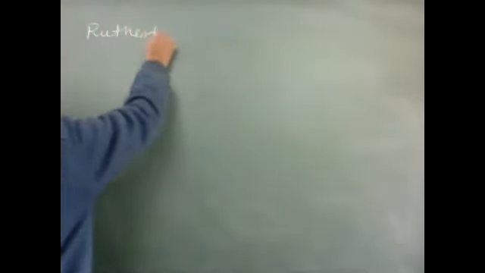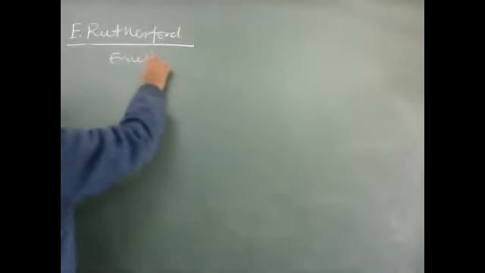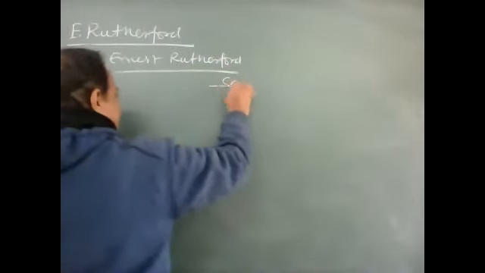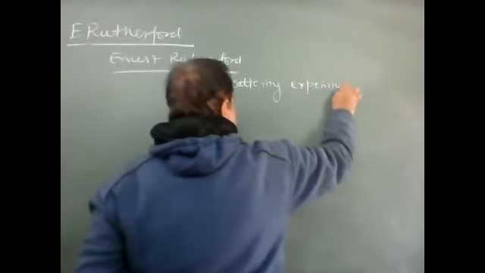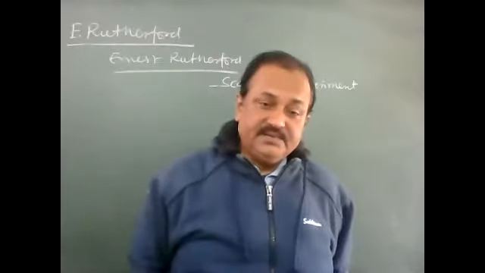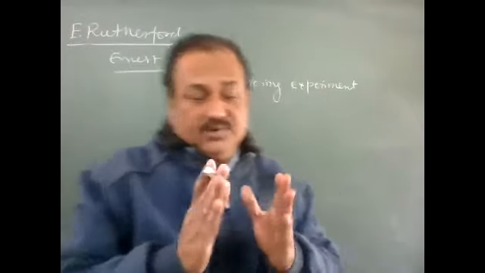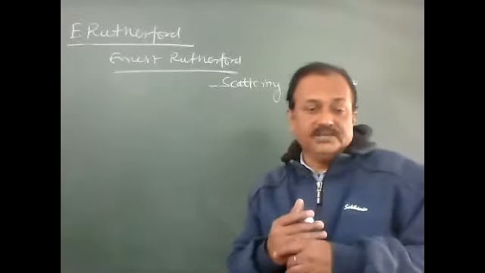So children, many attempts were made. After plum pudding, there was a scientist named Ernest Rutherford. He performed a scattering experiment. You know, scattering means to deviate away from the main point. Rutherford was a very important person to do something more concrete about the atomic structure.